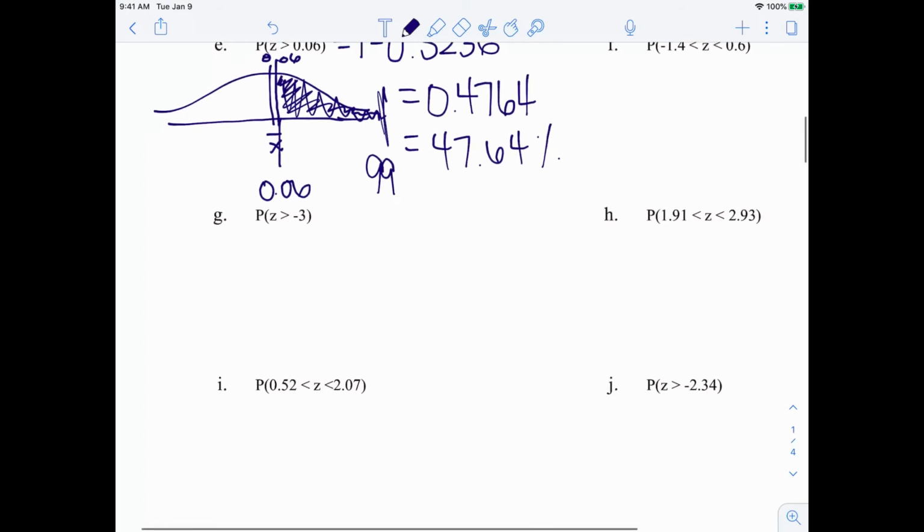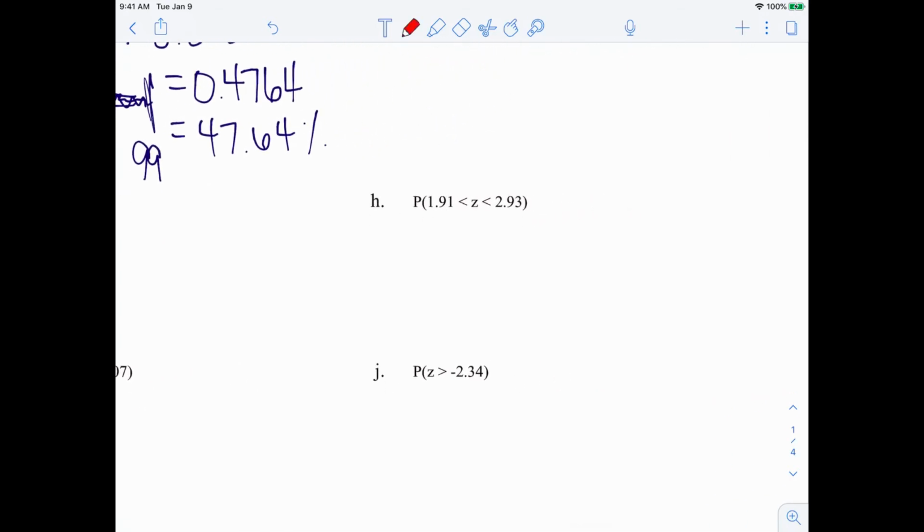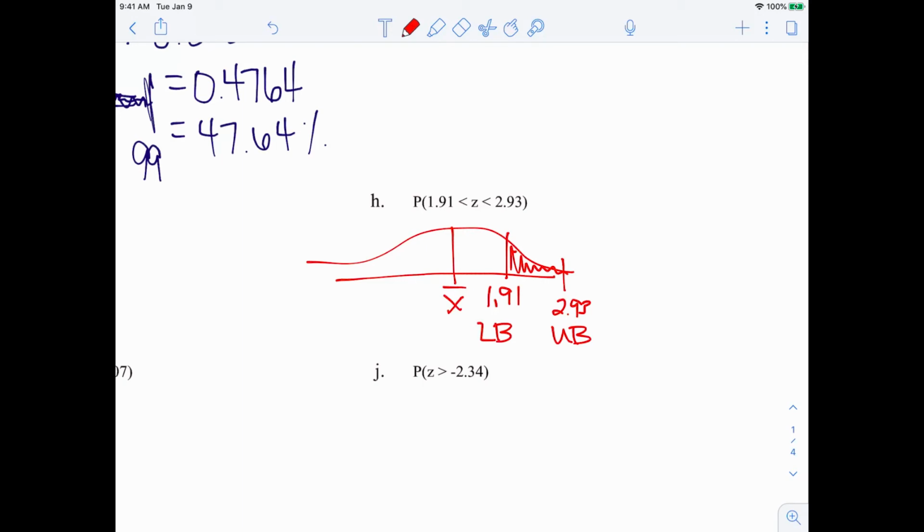So let's go ahead and look at H. Here, we want to find the probability that Z is in between 1.91 and 2.93. So again, I draw the model. Here's my mean with the z-score of 0. 1.91 would be about right here, and 2.93 would be about here, and I'm looking for this area in between. There are 2 ways of going about doing this. The first would be using our calculator, where 1.91 would be our lower bound, and 2.93 would be our upper bound. Or we can use the table.